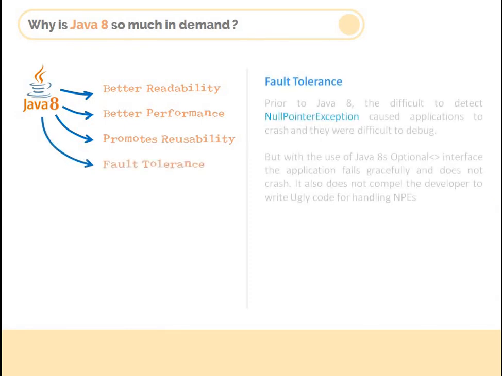Then fault tolerance. Well, Java 8 code is more fault tolerant due to this Optional interface, and sometimes it saves us from embarrassing situations where an exception is caused in the application in production, and the screen starts to show some unwanted information. So now we are saved. Java 8 saves us from that kind of embarrassing situation because of the Optional interface.